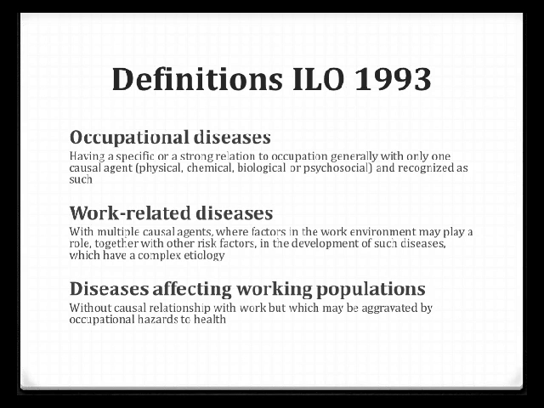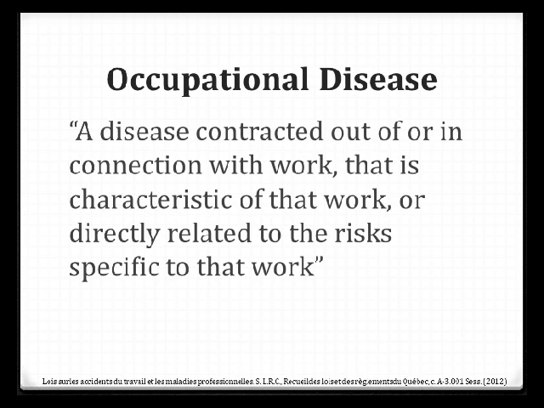So some of our chemical spills are great examples of diseases that affect working populations overall. If we look for one clear, concise, and succinct definition, a disease contracted out of or in connection with work that is characteristic of that work or directly related to the risks specific to that work is what we mean when we talk about occupational disease.